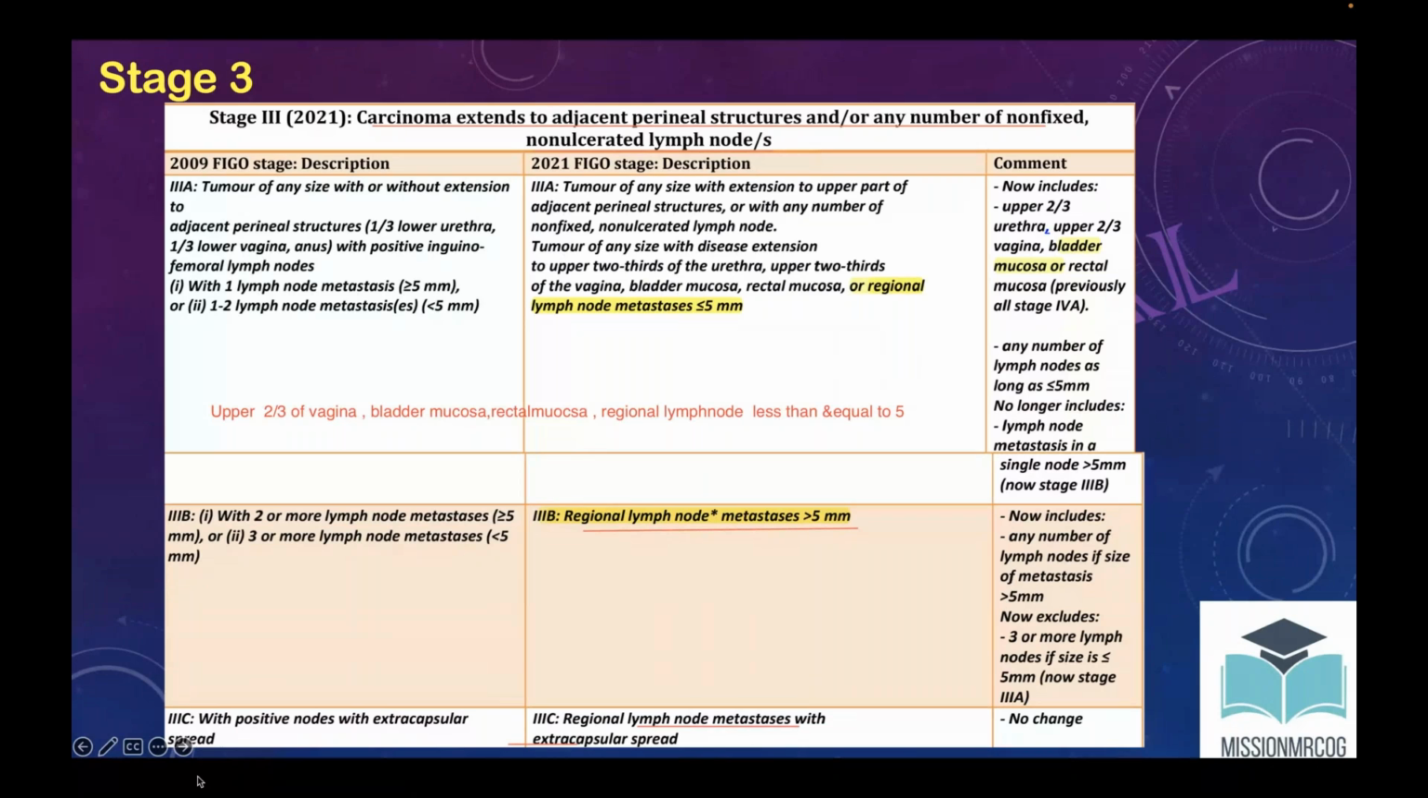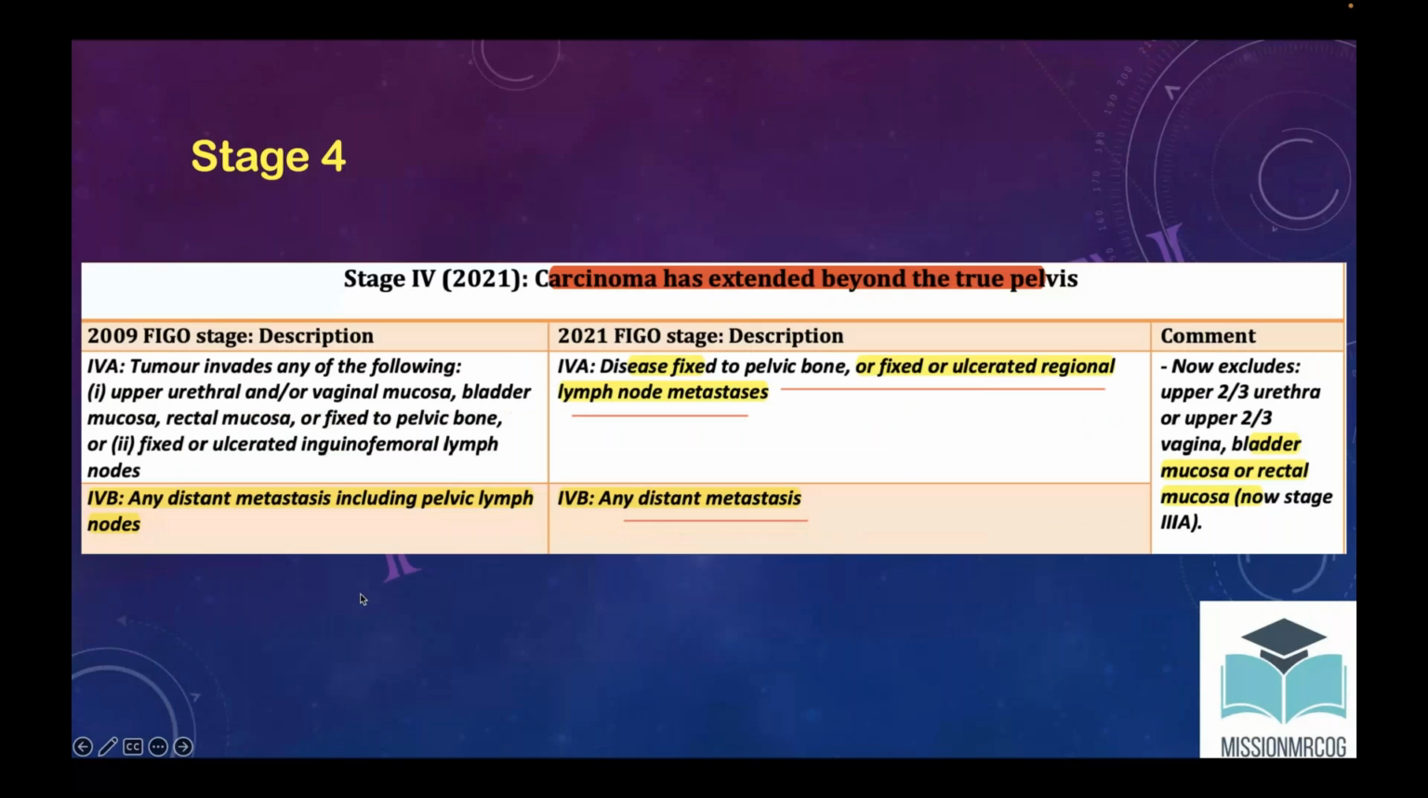Okay, stage 4. Now it has become easy. Stage 4 is when the disease is fixed to the pelvic bone, or there are fixed or ulcerated lymph nodes, and 4B will be any distant metastasis. So here again is the change in 4A that I have already explained. In my opinion, if I see it as a whole, the staging has become easier.